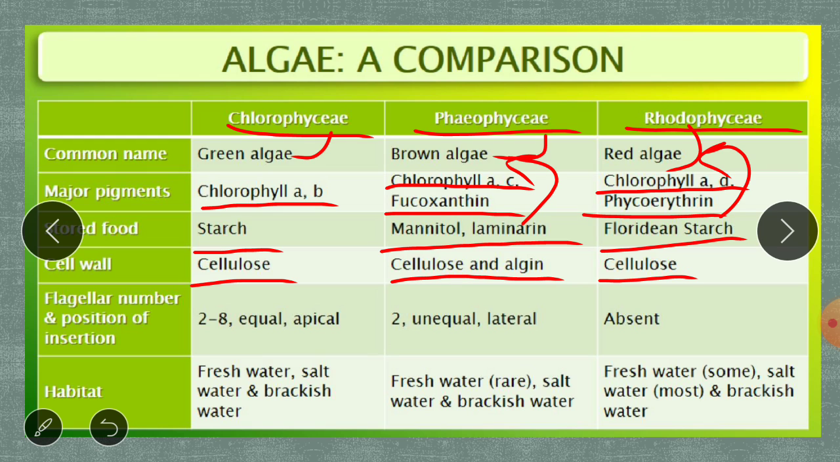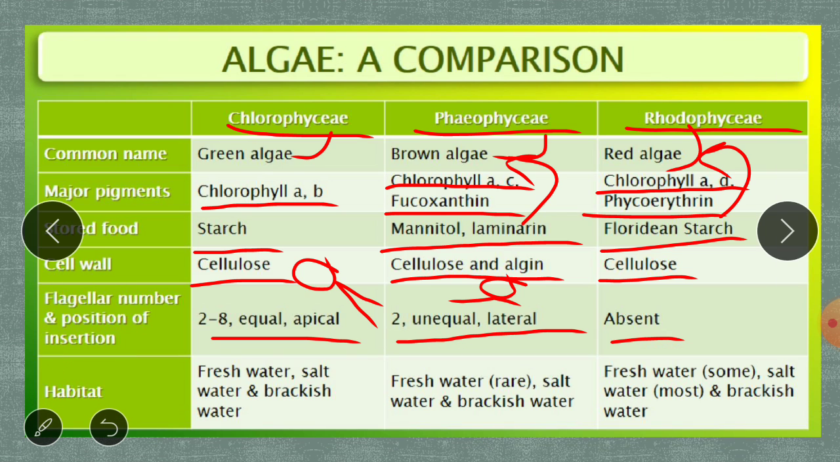Coming to flagella, that is the type of zoospores. Here they can be equal and apical. 2 to 8 flagella are present, which are equal and apical. Here we can see that there are 2 unequal and lateral, and here they are non-motile in the Rhodophyceae. So apical means, suppose this is going to be the organism, like this 2 flagella are going to be coming, which are equal. Herein we can see they are lateral, in which one is going to be smaller and the other one is going to be larger. And herein these are going to be non-motile.